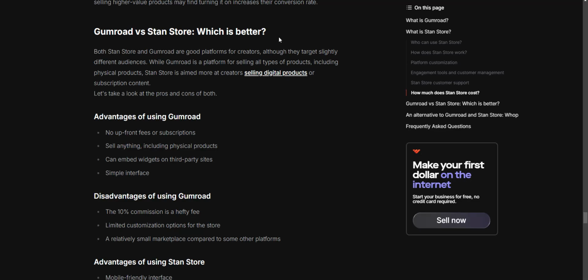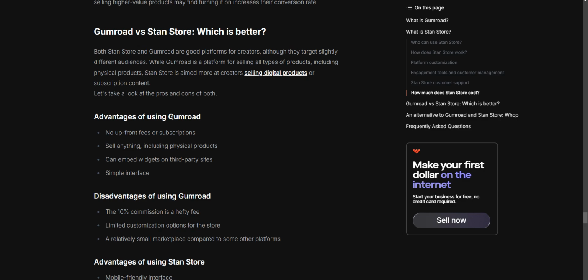Today, I'm going to talk about Gumroad versus Stanstore and which one is better for you. Now, both of them are good, but a very quick short review would be Gumroad is best for all types of products, including physical products, and Stanstore is more for creators who are selling digital products. Let's look at the advantages and the disadvantages.